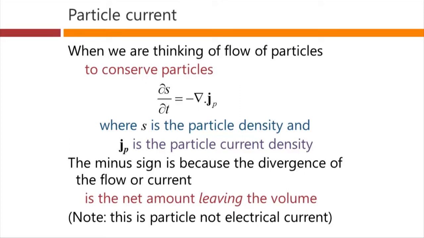Incidentally, we are talking about particle current density here, not yet electrical current. We could easily get to electrical current. For example, if we were talking about charge, we could multiply by an e up here, the electronic charge, and similarly, we could turn this into an electrical current by multiplying the particle current by the electronic charge. But this is particle current density we're thinking of here.